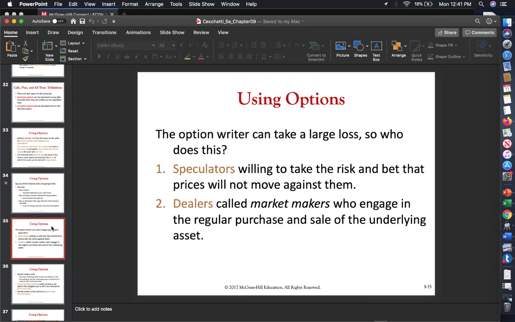If I'm wrong, if the price of Apple is not higher than 100, I lose essentially the entire money that I invested, everything that I paid for the option. If the price of Apple is not above the strike price, my entire investment is lost. So I can take a large loss. Who does this? Why would you take that large loss?